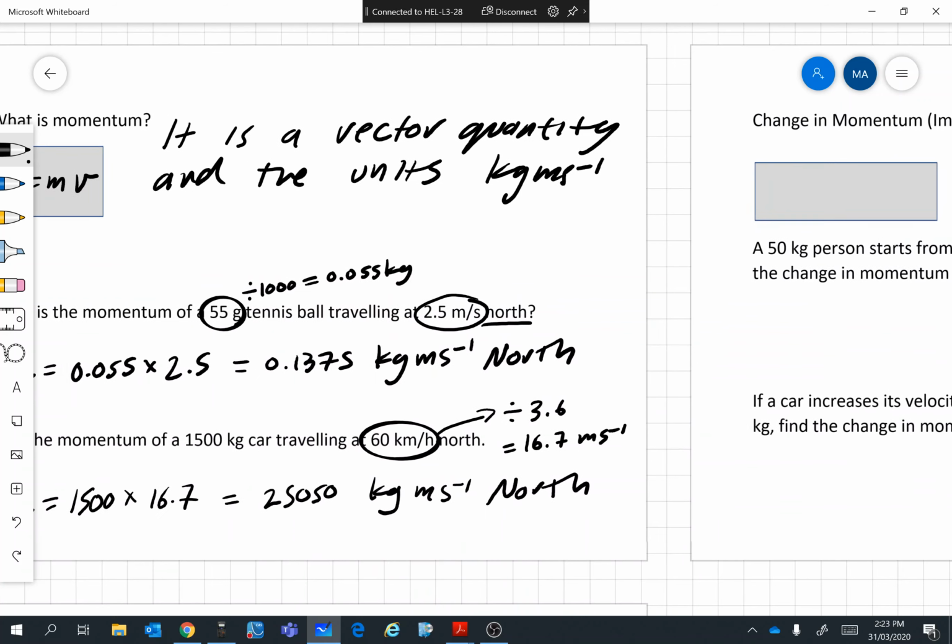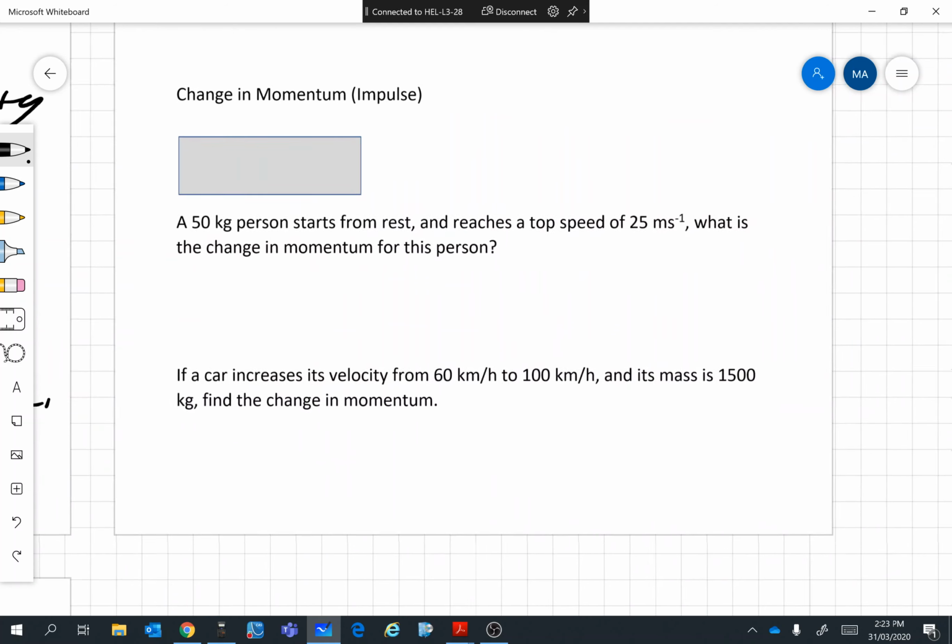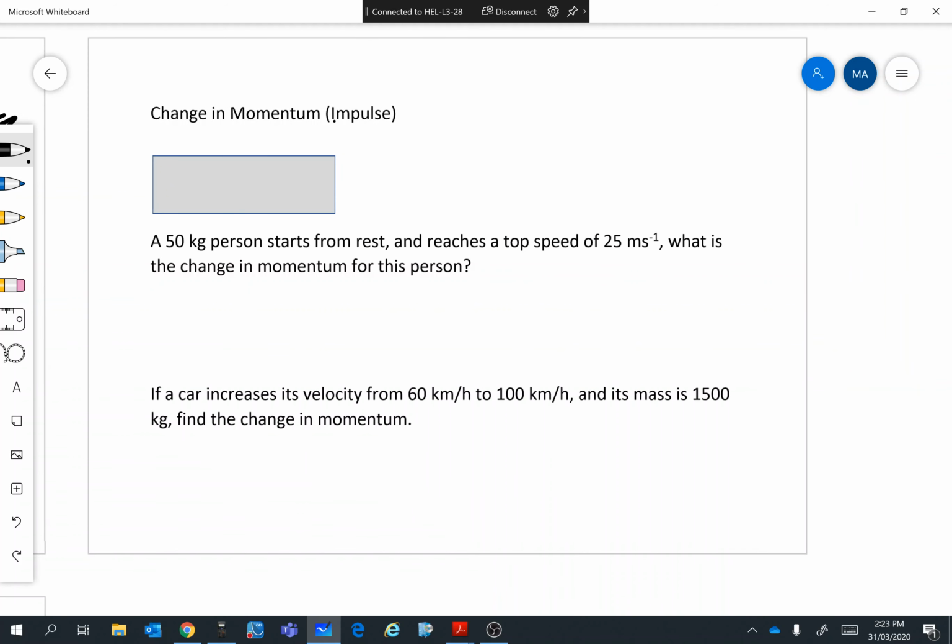Now the other one that we need to consider is change in momentum. That's also known as impulse. If you see that word impulse, that means the change in momentum. We're going to use the delta symbol that we've seen earlier. And change in momentum is equal to mass times change in velocity. Or we could write this as change in momentum equals mass times v take u, because to calculate the change in velocity, we do the final velocity subtract the initial velocity.